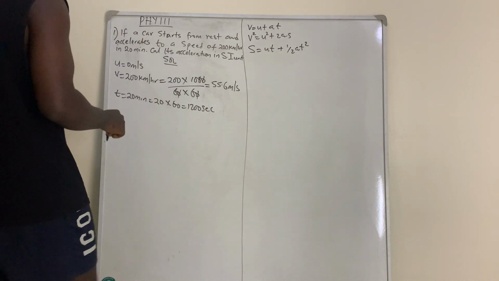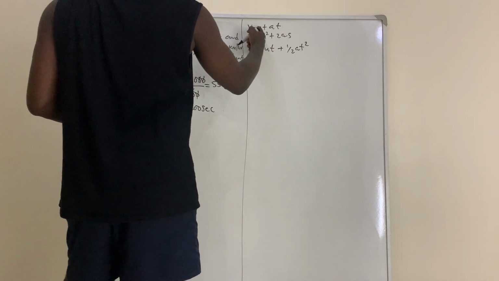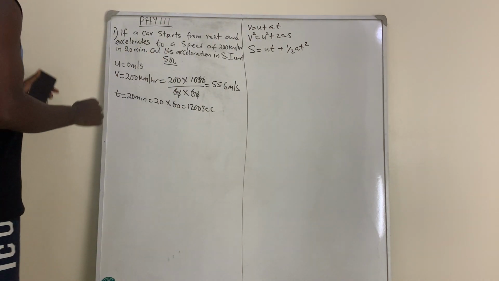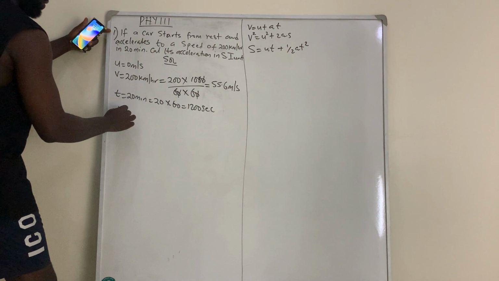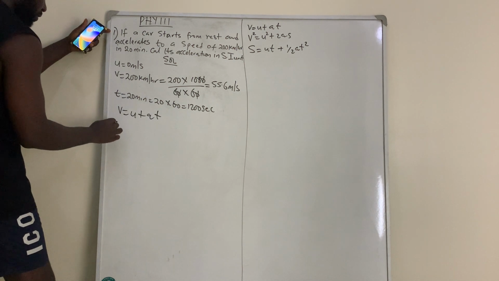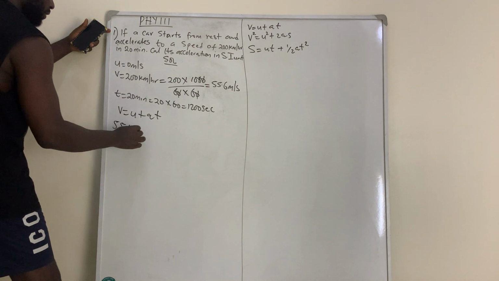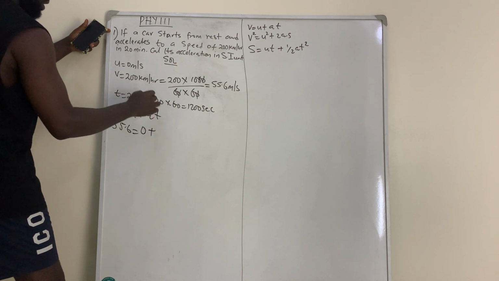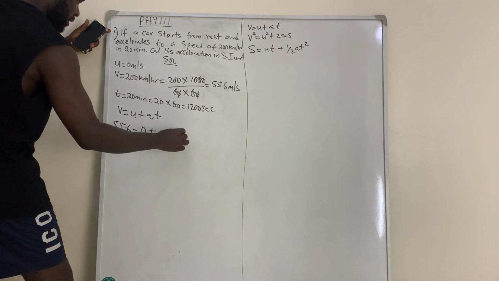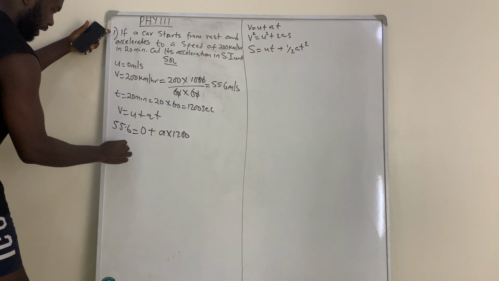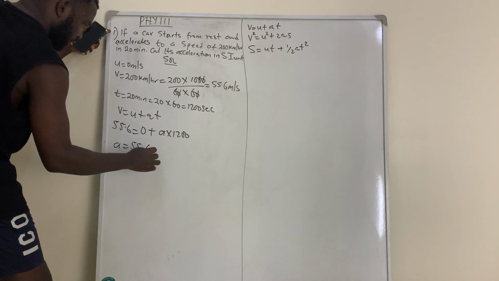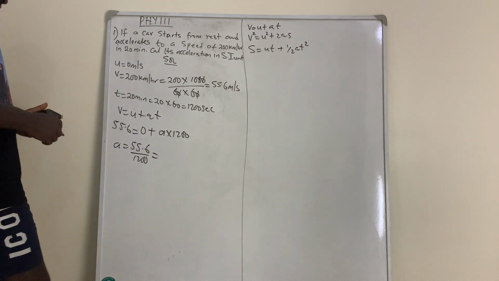If you look at it now, we have our final velocity, we have our initial velocity, and we have our time, and we are looking for acceleration. So this is very, very simple. V is equal to u plus at. If you now put it, our v, which is 55.6, is equal to 0 plus a, I'm looking for my a, times 1200. So therefore, my a will now be 55.6 divided by 1200.